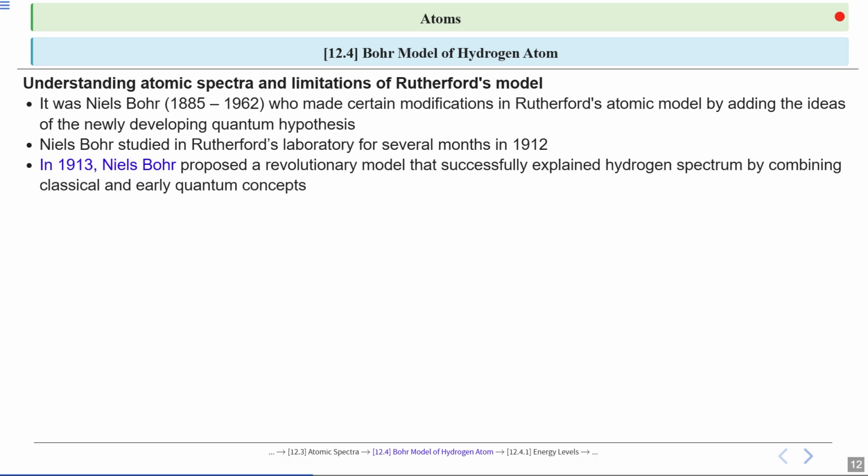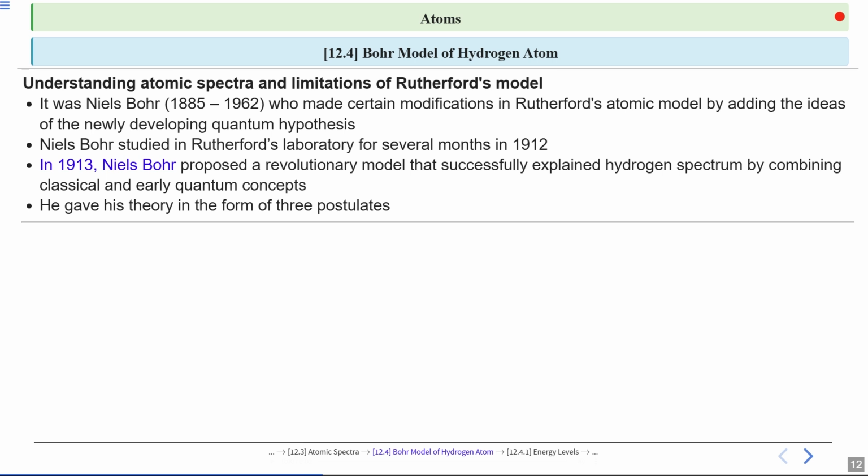In 1913, Bohr proposed a new atomic model that could explain the hydrogen spectrum. He combined classical physics with early quantum ideas, which was revolutionary. Highlight that this model finally explained why hydrogen emits light at specific wavelengths, something earlier models couldn't do. Bohr summarized his ideas in three main postulates or basic principles. These postulates form the foundation of his atomic model, and we will look at each one in detail next.